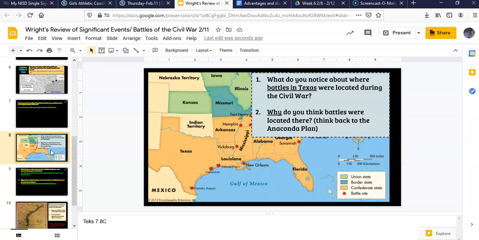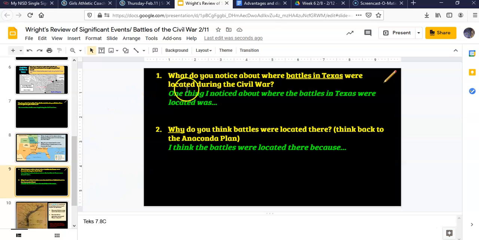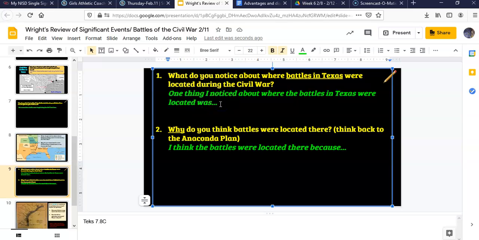What do you notice about where battles in Texas were located during the Civil War? And why do you think battles were located there? Again, think back to Scott's Anaconda Plan that we discussed yesterday. Then I'm going to my next slide where I see my pencil icon, and I'm going to finish filling out my sentence starters.